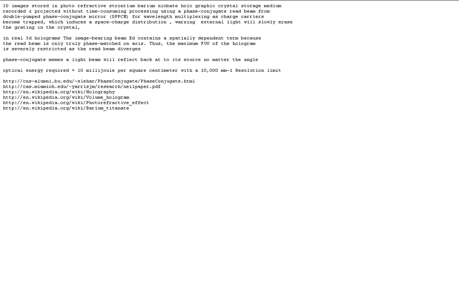Optical energy required is 10 millijoules per square centimeter for doing these 3D versions with a 10,000 mm^-1 resolution limit. If you don't know what that means, the resolution is not necessarily any better. Actually, it's not any better at all than doing a simple thin emulsion on glass 3D hologram. And the light energy is maybe lower, maybe higher, depending on what color frequency you're dealing with.